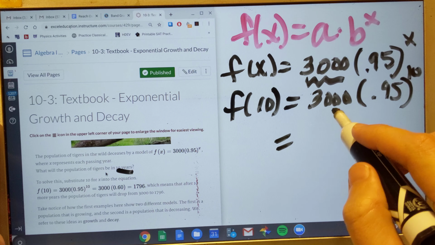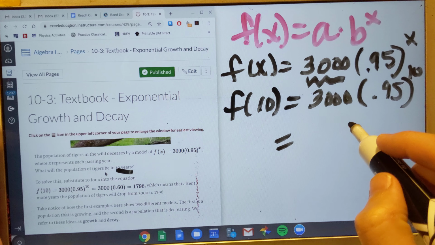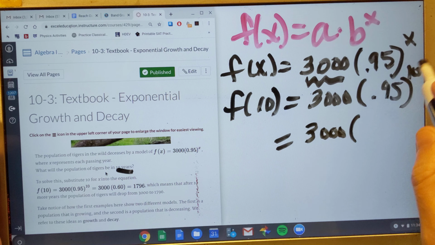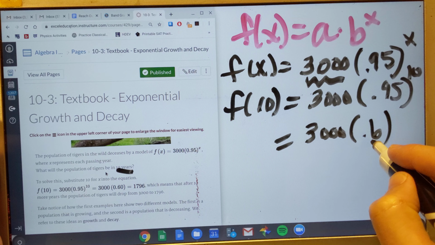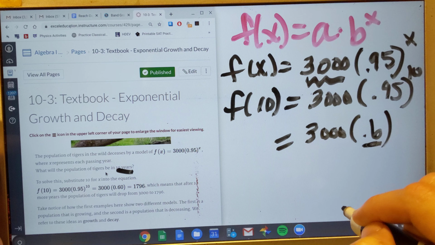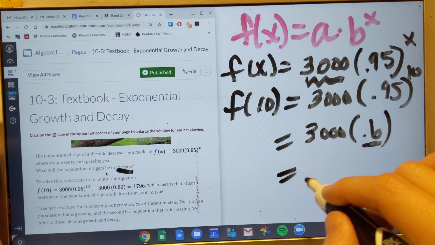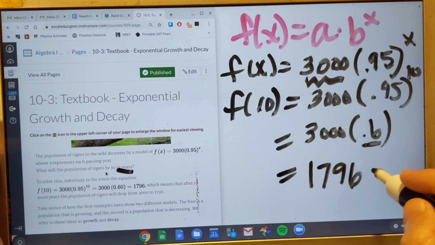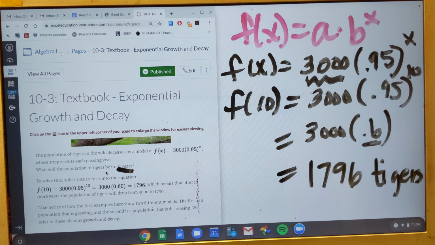Okay, this is not complicated, right? You would plug this into a calculator and just solve it. So it looks like it's 3,000 times 0.95 to the 10th, which is 0.6, which means they have 60% of their population remaining, or they lost 40%. Cool. So that comes out to 1,796 tigers. How appropriate. Let's talk about tigers.